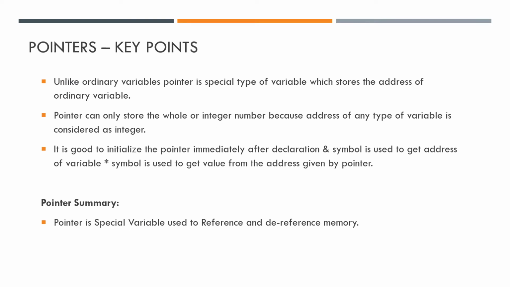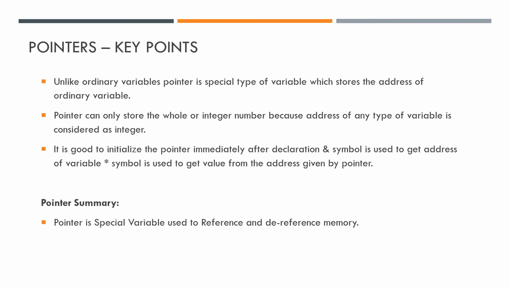Pointer key points. Unlike ordinary variables, a pointer is a special type of variable which stores the address of an ordinary variable. A pointer can only store a whole or integer number because the address of any type of variable is considered an integer. It is good to initialize the pointer immediately after declaration. The ampersand symbol is used to get the address of a variable. The asterisk symbol is used to get the value from the address given by the pointer.